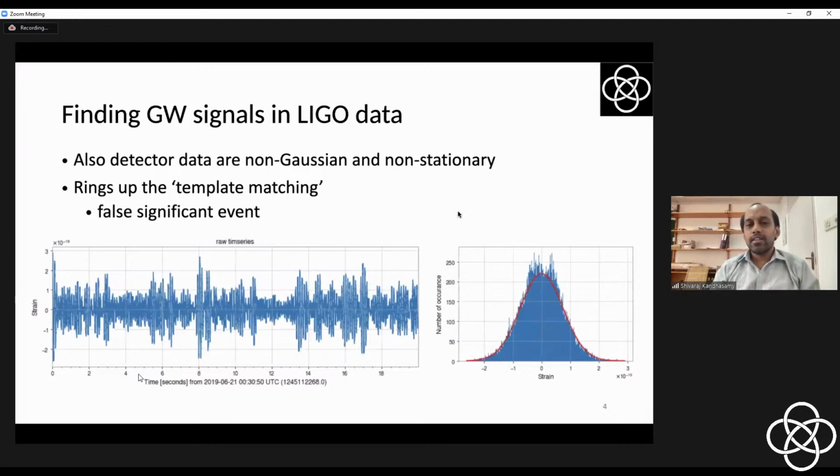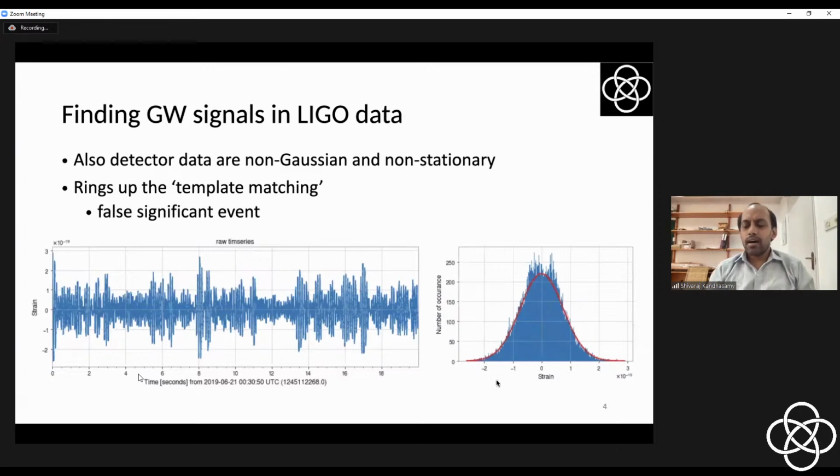Also, the data that we get from the detectors are not quite Gaussian. As I said in the first slide, if the data is Gaussian, then matched filtering is the optimal way to look for signals. But our data is not quite Gaussian, and also non-stationary. Here is a short time series from the Hanford detector of 20 seconds duration. On the right side is the distribution of that signal. You can clearly see that it is not quite Gaussian. This is a Gaussian fit, and you can see there are excesses on both sides.